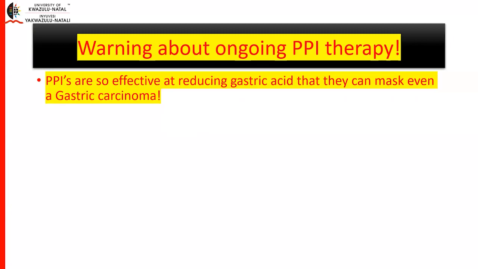And then what happens? The gastric carcinoma is obviously not going to stop progressing because of PPI therapy. It's going to progress, and then the patient is going to present with an advanced gastric carcinoma when it might be too late to do anything.